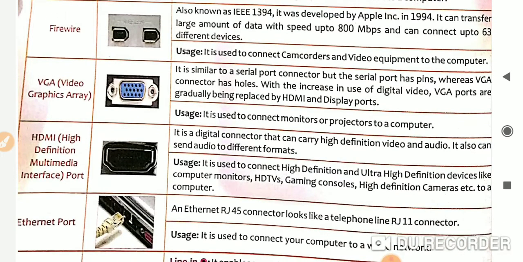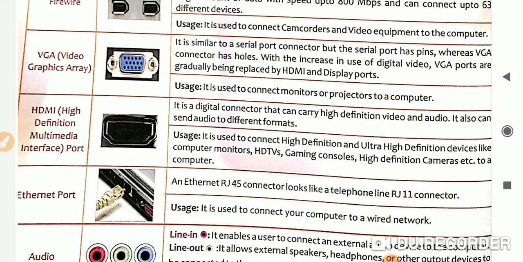Now FireWire, also known as IEEE 1394. It was developed by Apple Incorporated in 1994. It can transfer large amounts of data with a speed up to 800 Mbps and can connect up to 63 different devices. It is used to connect camcorders and video equipment to the computer.